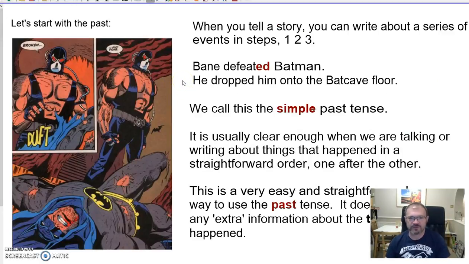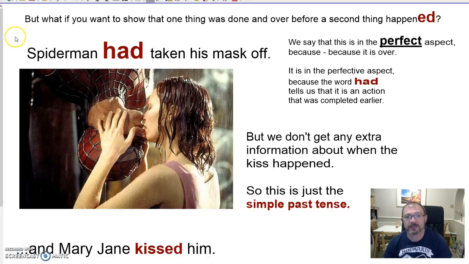Here's the simple past again. Bane defeated Batman. He dropped him onto the Batcave floor. Well, the sequence of events is here very clear because you can match them to the pictures. And as long as the story is being told in a very basic way with things happening in a very predictable order, you don't need to use different aspects. You can make do with the simple past.